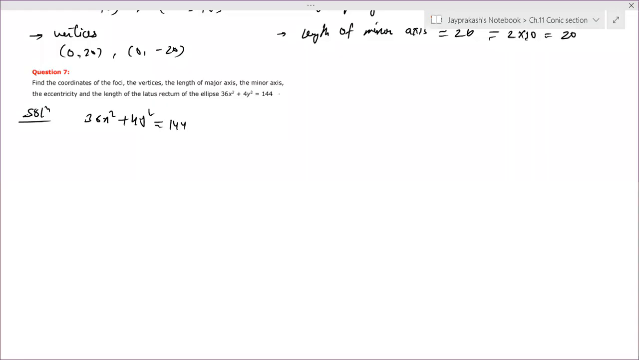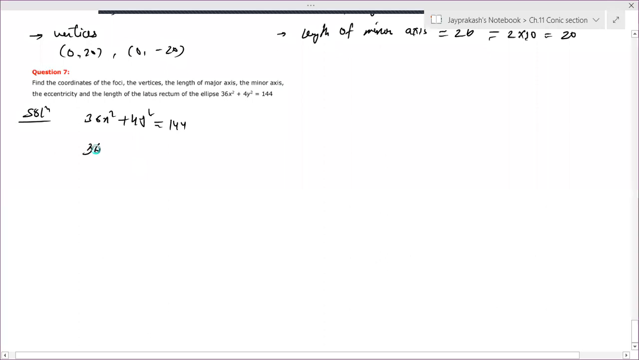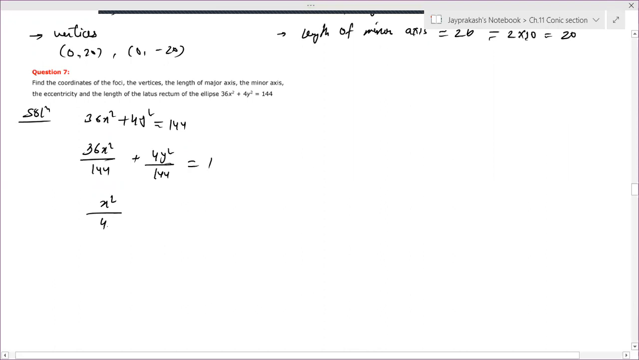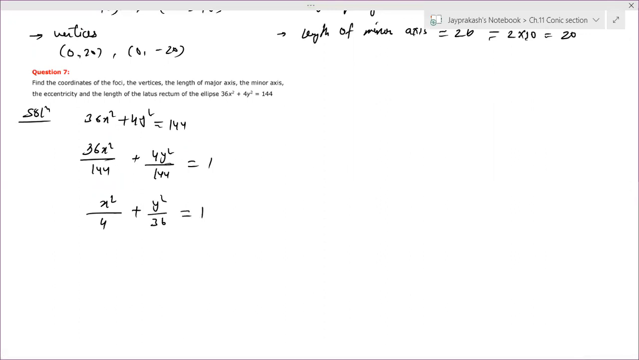Equal to 1. So we can write here 36x square by 144, then 4y square by 144 is equal to 1. So it is x square by 4 and this side y square by 36. Now the denominator of y is greater, so it is similar to question number 6.